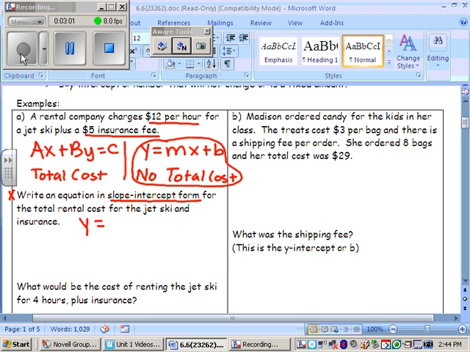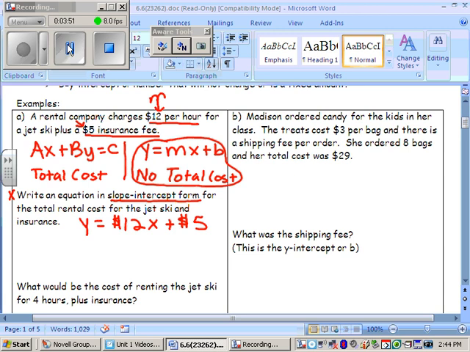And it mentioned that the M, or the slope, is the amount that changes. So which amount changes depending on the X, which in this case would be the hours that you rent the skis for? Could the $12 go up or change, or would the $5 change? That would be the $12, which is the M, or the slope. So the total cost would equal $12 times X, and X represents the number of hours that you rent the jet ski for. Plus, you will also have to pay a $5 insurance fee. So this would be the equation that you would use as you're calculating what your total cost would be, depending on how many hours you rent the jet ski for.